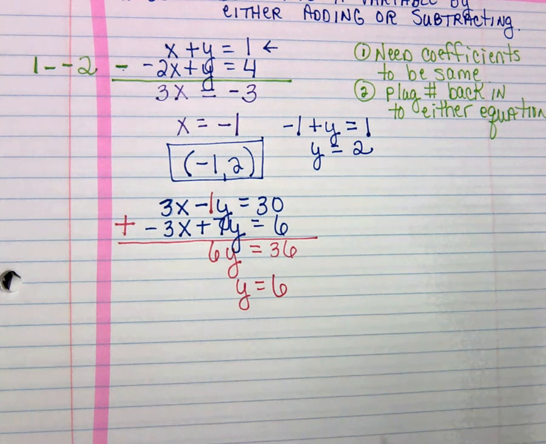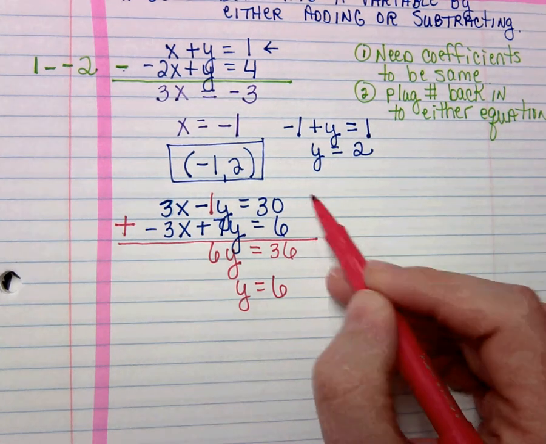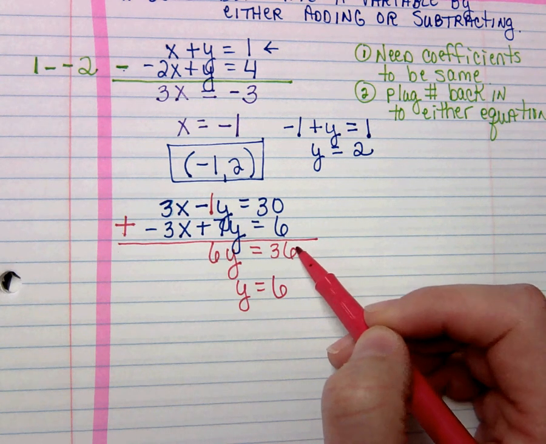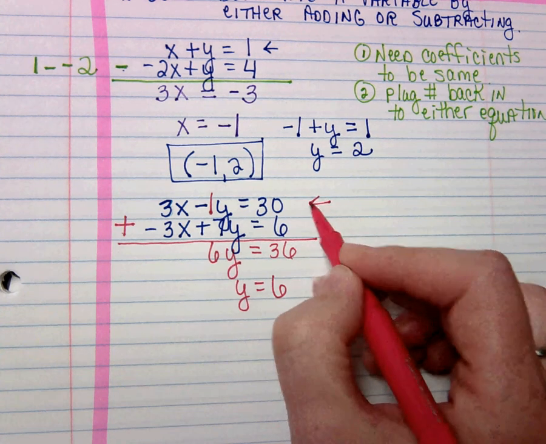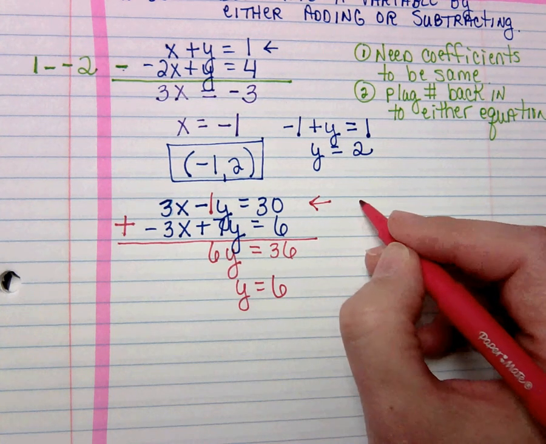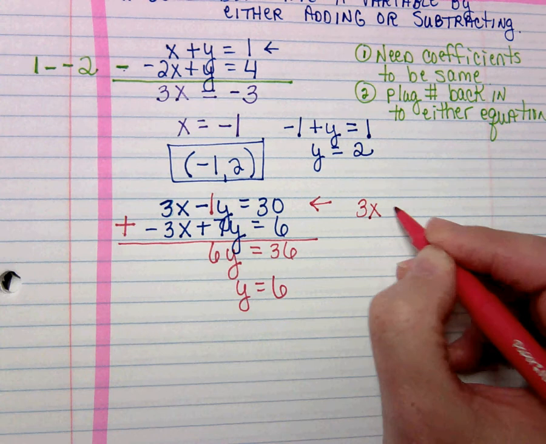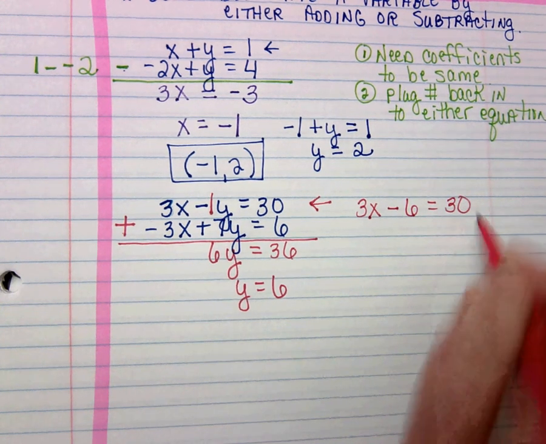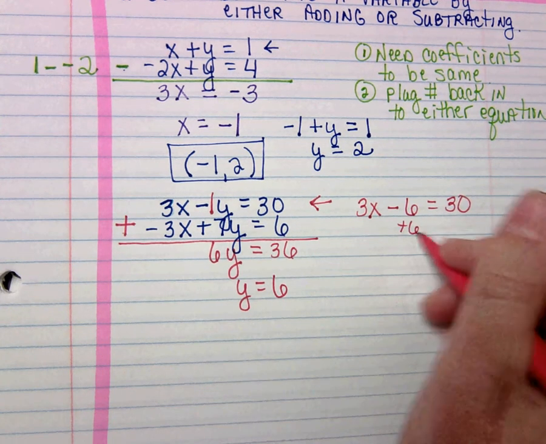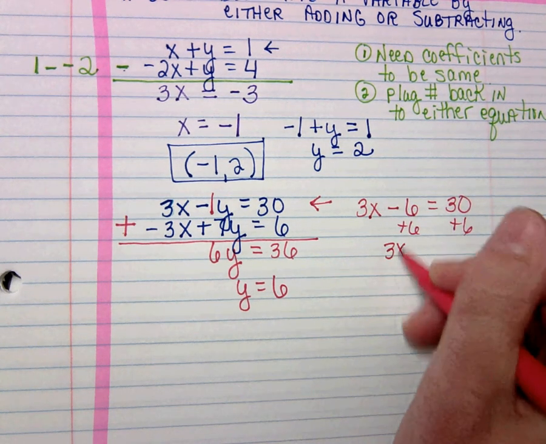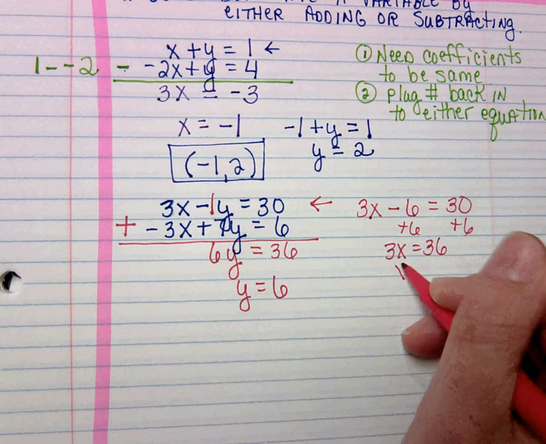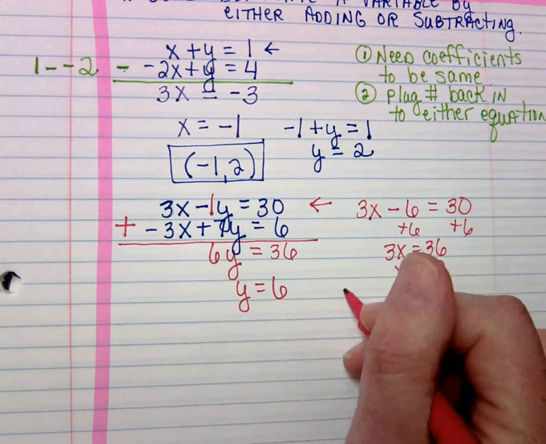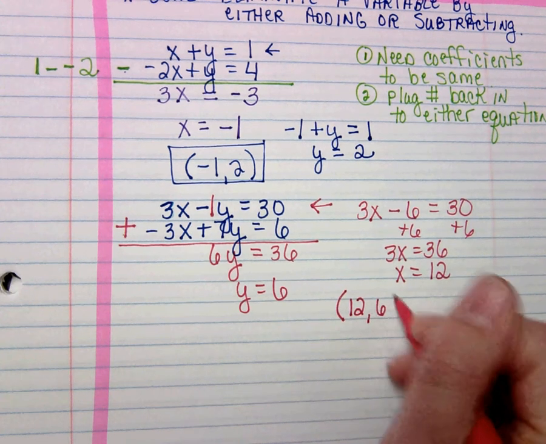So now remember, we have to pick either equation. It doesn't matter which one. I just try to look to see which one is friendlier and less complicated. I think I'm going to pick the first one again. So 3x minus 6 equals 30. Add 6 to both sides. 3x equals 36. Divide by 3, x equals 12. So we get the solution 12, 6.